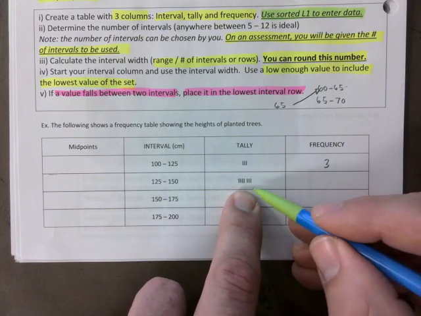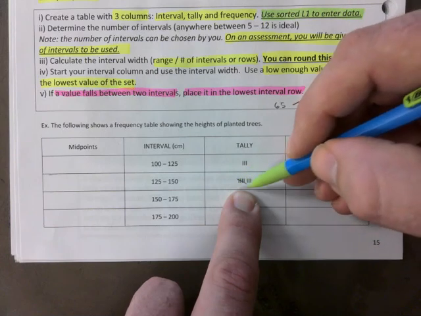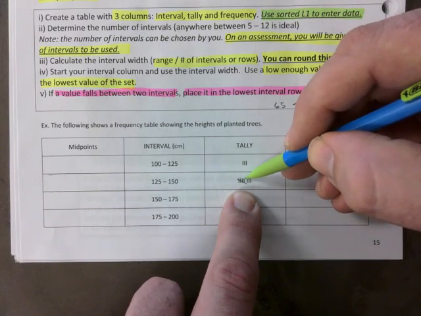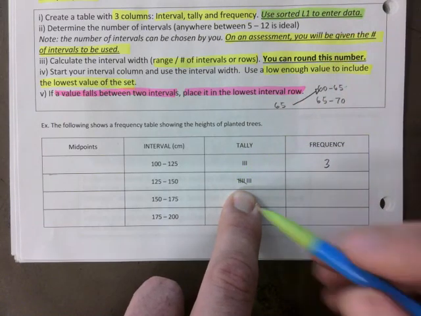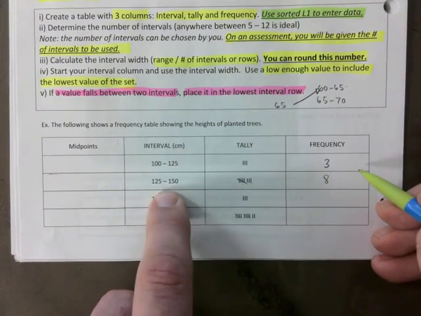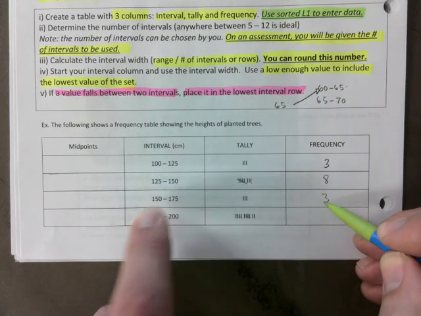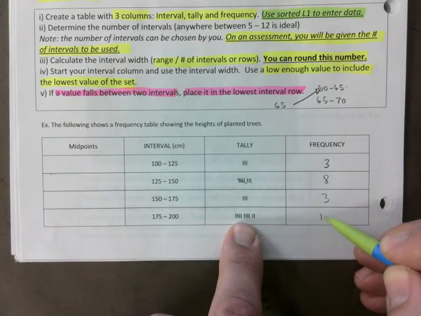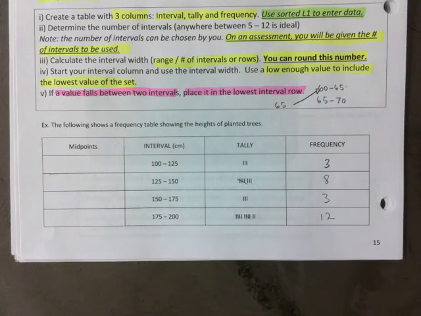How many are in here, folks? Can you see this crossing here? That is 5. Okay, you go 1, 2, 3, 4. Once you do 5, we cross it out like that. So this is 5 plus 3. There are 8 trees that are in this category, in this interval. And then another 3 here. And then we have 12 trees that are between 175 and 200 centimeters.